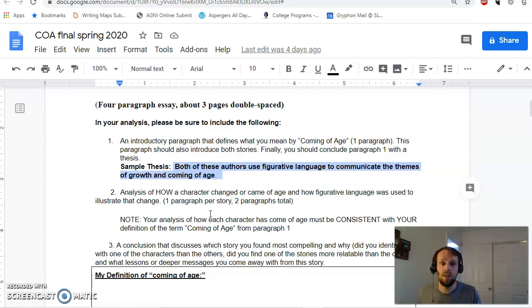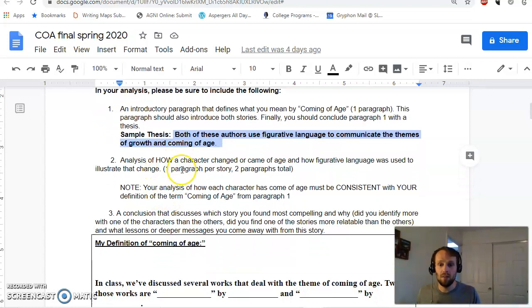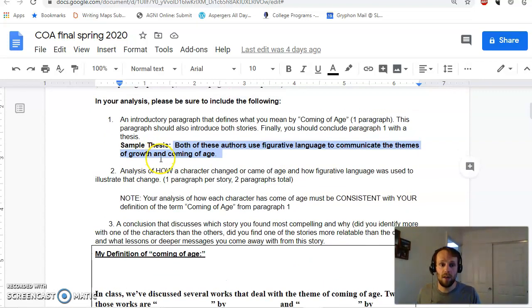this thesis is saying both of these authors use figurative language to communicate the themes of growth and coming of age. Your task in this essay is to explain how that's happening. And so that's why I say you can use this thesis, because, again, the main aim of this text is to look at the stories that we've read and how these authors are using figurative language to talk about change, growth, coming of age. Your main part of this essay are going to be the two body paragraphs, where you're analyzing how a character changed or came of age and how figurative language shows that.